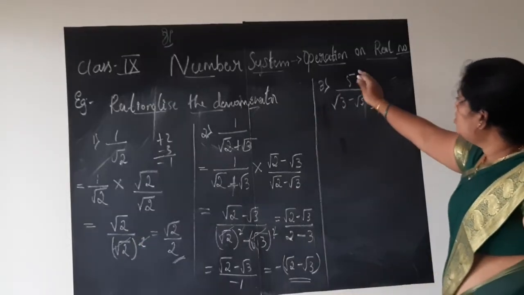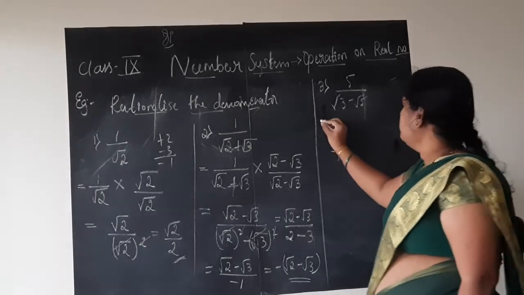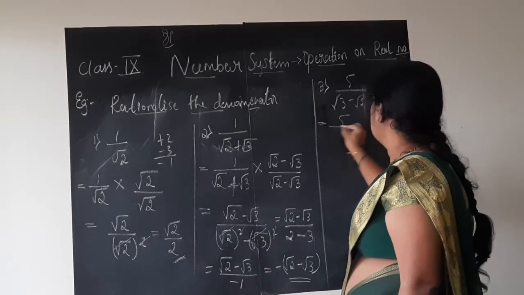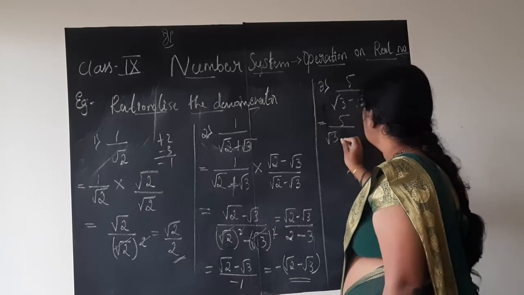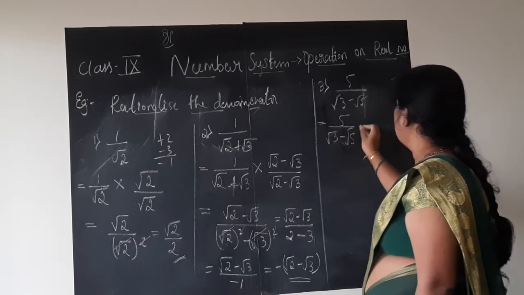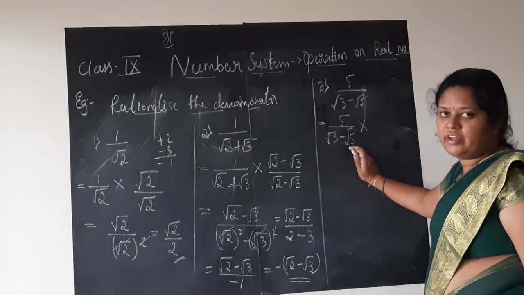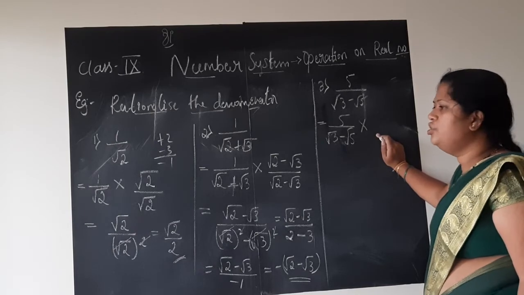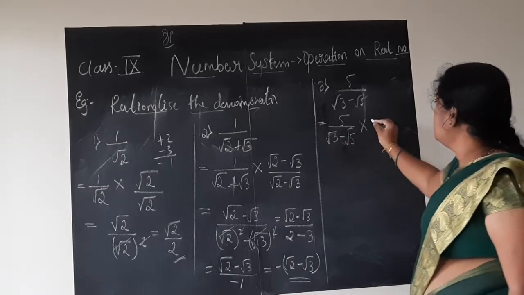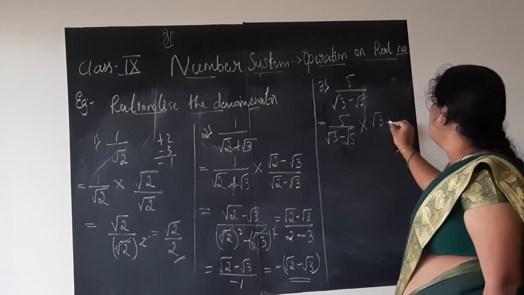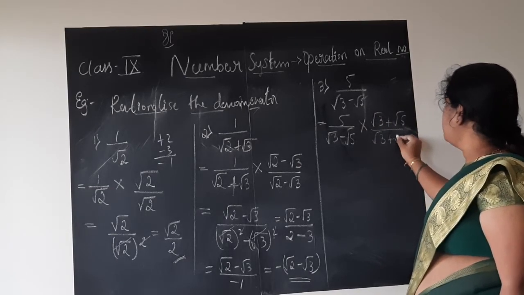Question, children: you have 5 divided by square root 3 minus square root 5. First step is, write the question as it is, 5 divided by square root 3 minus square root 5, into, what is there in the denominator? Root 3 and root 5 are there. The same thing has to be written both in the numerator and denominator. But the thing is you need to change the sign. Minus sign is there, so put plus sign. For both numerator and denominator you have to change the sign, children.